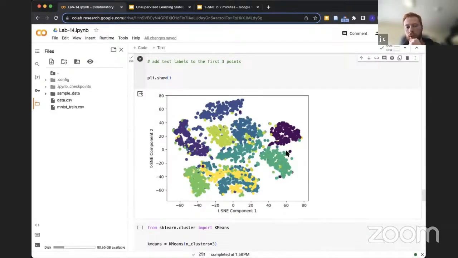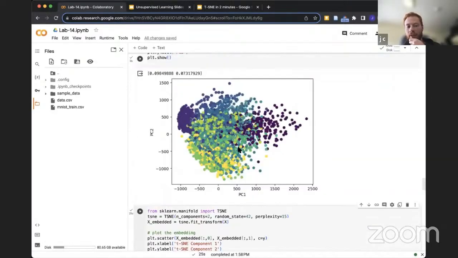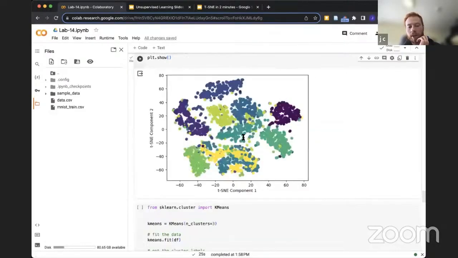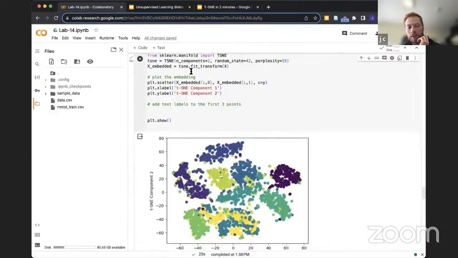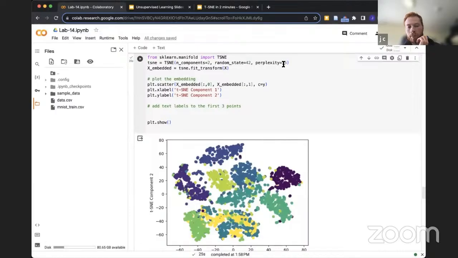So if you really have high dimensional data and your PCA does not give you good results, I think it's worth trying out T-SNE. We'll have to play a bit with the perplexity and the random state, mostly the perplexity. But I think you can get much cleaner clusters than PCA in some cases, if you want to visualize your data.